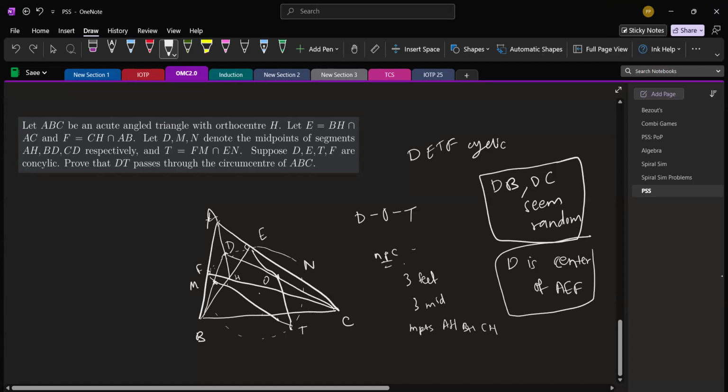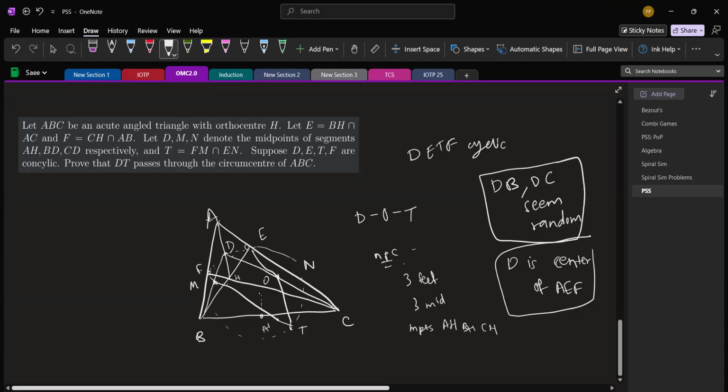Interesting. Somewhere here sounds not useful, but okay. OM is perpendicular to BC. What do you call that midpoint now? A dash. Okay, sure. So OA dash we know is perpendicular, and the 9-point, okay, it lies on the 9-point circle.